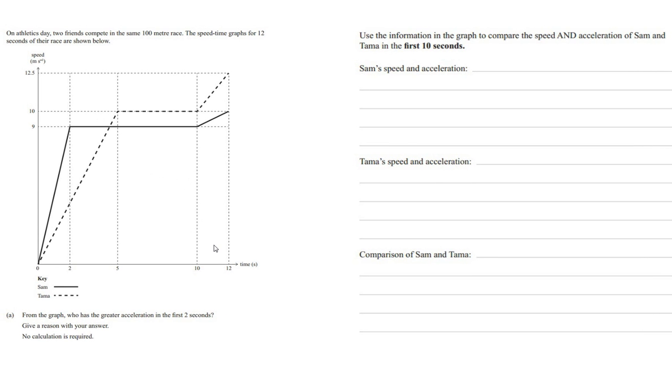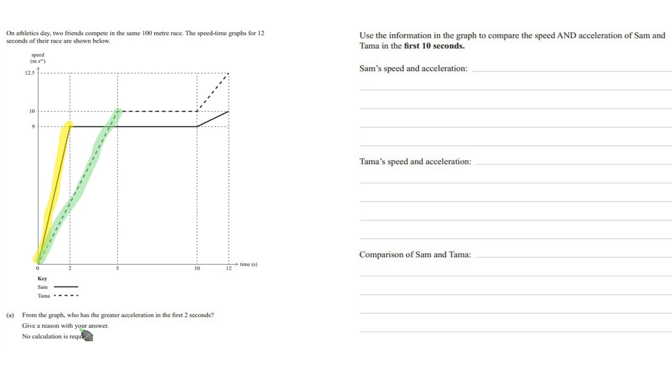Okay, great. So on Athletics Day, two friends compete in the same 100-meter race. The speed time graphs for 12 seconds of the race are shown below. From the graph, who has the greater acceleration in the first 2 seconds? Give a reason for your answer. No calculation is required. So who has a greater acceleration here? Well, the answer is Sam. We've got two options here. We've got this line here, which is Sam, and this dashed line here, which is Tamara.